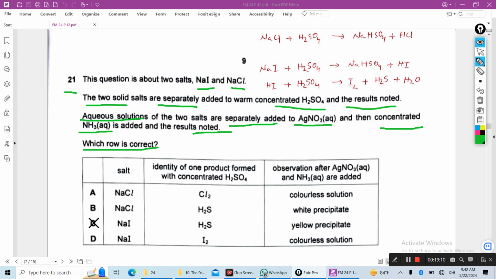Which row is correct? You know, sodium chloride reacts with sulfuric acid to give sodium hydrogen sulfate plus hydrogen chloride. Hydrogen chloride does not react with further sulfuric acid, but sodium iodide reacts with sulfuric acid to produce sodium hydrogen sulfate plus hydrogen iodide. Hydrogen iodide further reduces sulfuric acid to produce hydrogen sulfide plus water. So the salt is sodium iodide.